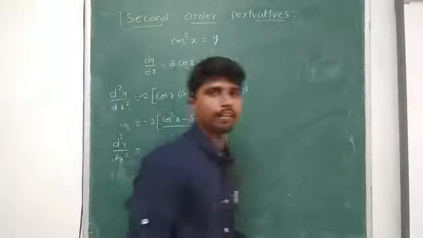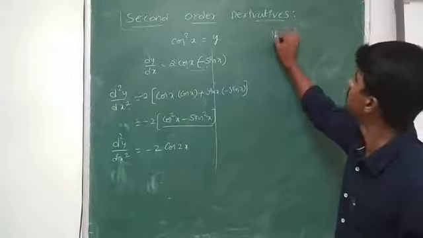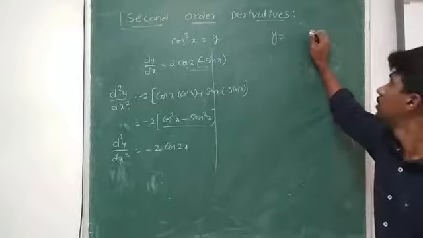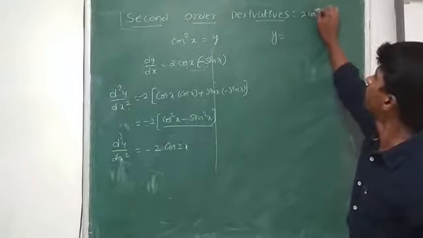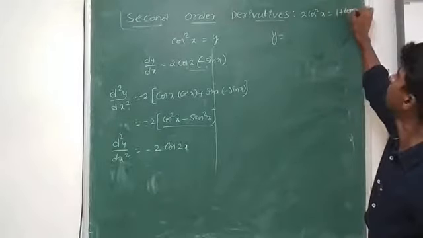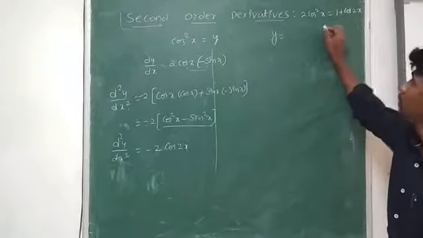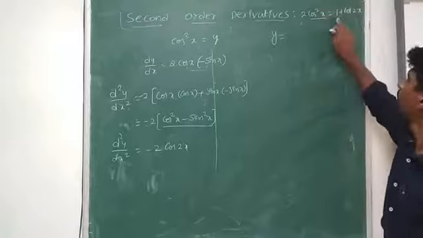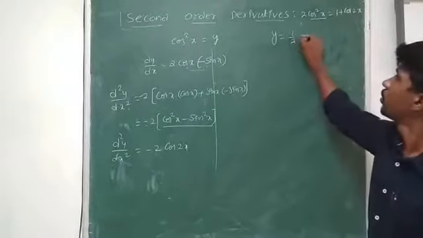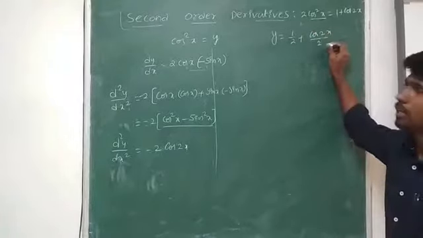Same, I am doing in another way. We have cos square x as y. I am changing that using our formula. What formula do I have? 2 cos square x is equal to 1 plus cos 2x. So I want only cos square x; then it is 1 plus cos 2x by 2, which is nothing but 1 by 2 plus cos 2x by 2. Now I find its derivative.